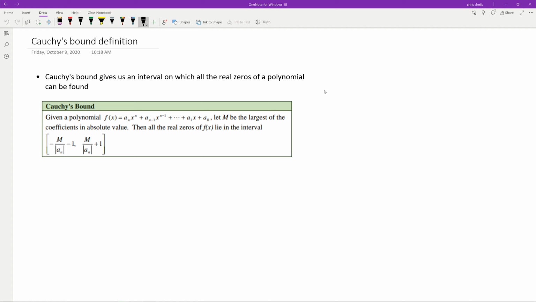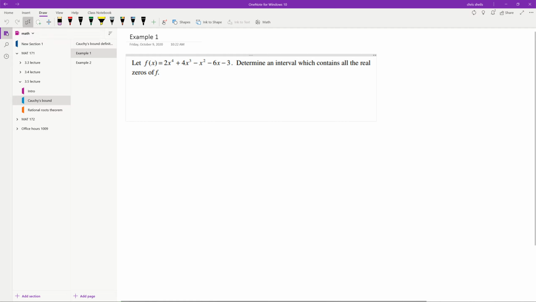And really what this is telling us to do is to find the largest of the coefficients in terms of magnitude and take the absolute value of that thing. We're going to look at an example right now.